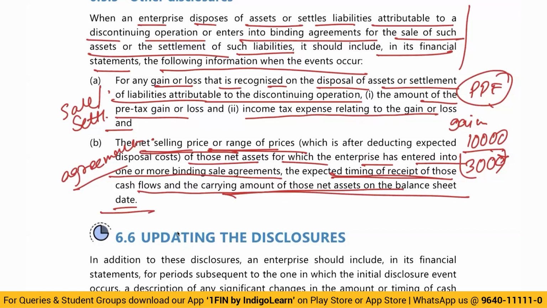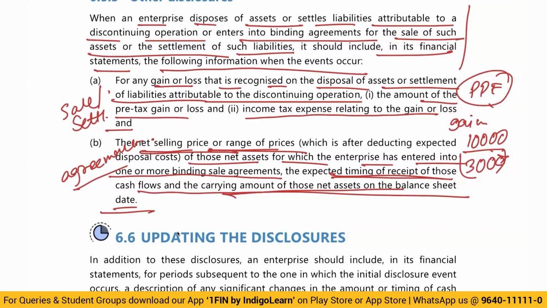All right. So what have we discussed so far? We discussed what is a discontinuing operation, which is a component, as a part of a single plan, either disposed of in entirety or piecemeal, or terminated through abandonment, which represents a major line of business or geographical area of operation. That is the part. Then we talked about the initial disclosure event, where either the company has entered into a binding sale agreement or the board of directors has approved a detailed formal plan and the announcement has been made. Announcement to whom? The lenders, the bankers, the creditors, the payables, all of those, right?